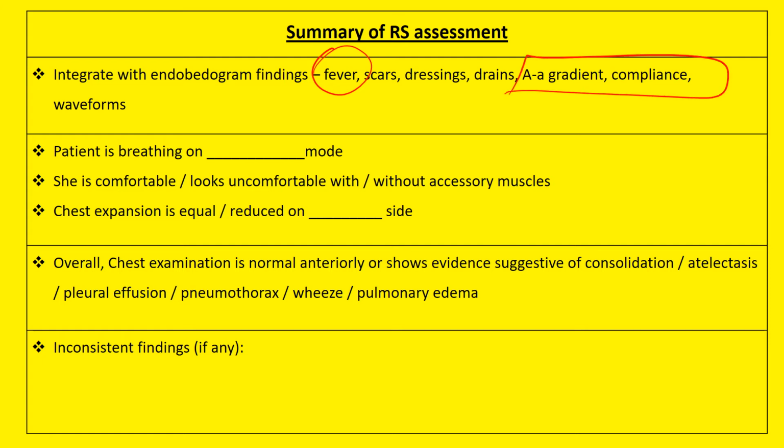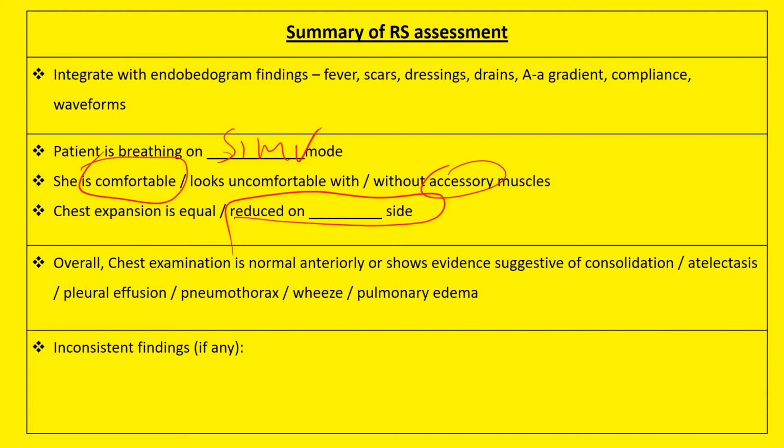And then I found that he has a large AA gradient with a very poor compliance, and the waveform was consistent with expiratory outflow obstruction. So I found on auscultation that he has a wheeze, and therefore, putting these together, clearly he has bronchospasm or something like that. Okay, and then the patient is breathing on SIMV mode of ventilation and is looking comfortable or uncomfortable, with accessory muscle use, with paradoxical respiration and so on. Okay, the chest expansion is grossly reduced on one side.